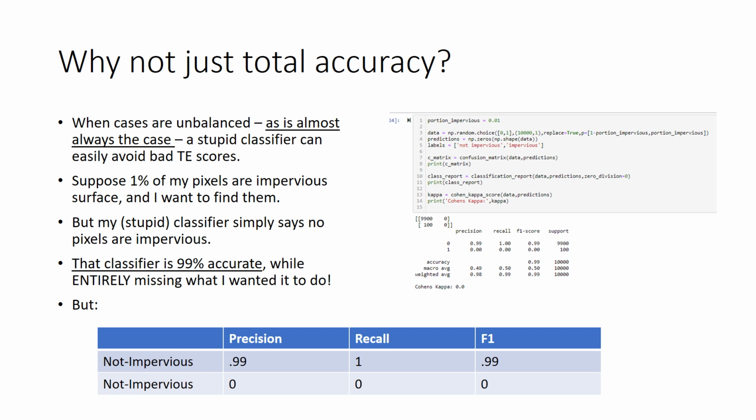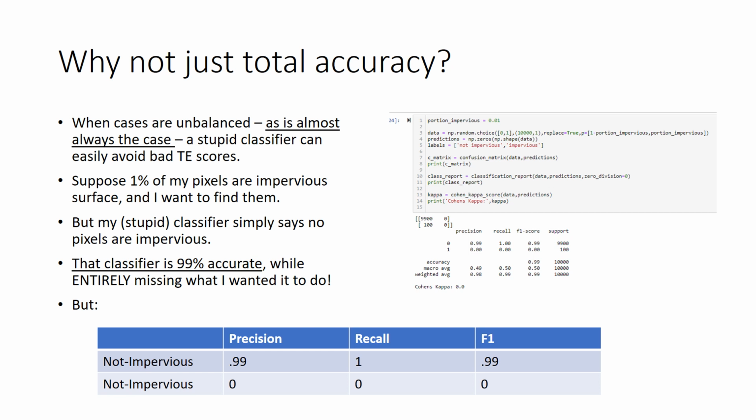So we've quickly beelined into Cohen's kappa and F1 scores and precision and recall, and probably all of those things are unfamiliar to most of you. Why can't we just use total accuracy? Why can't we just say what that percentage is? That seems like that would work. And let me give you an example of why that doesn't work.